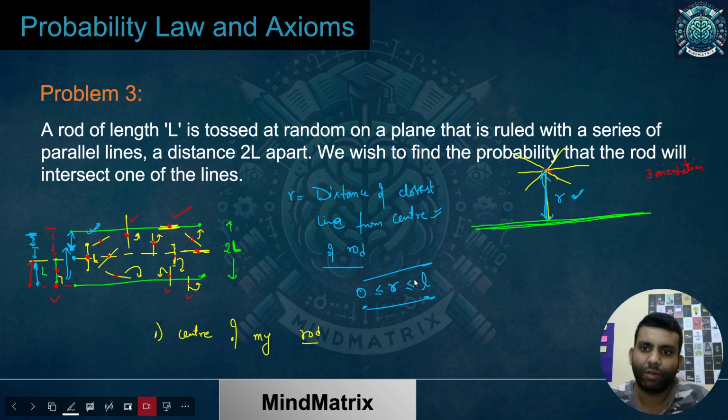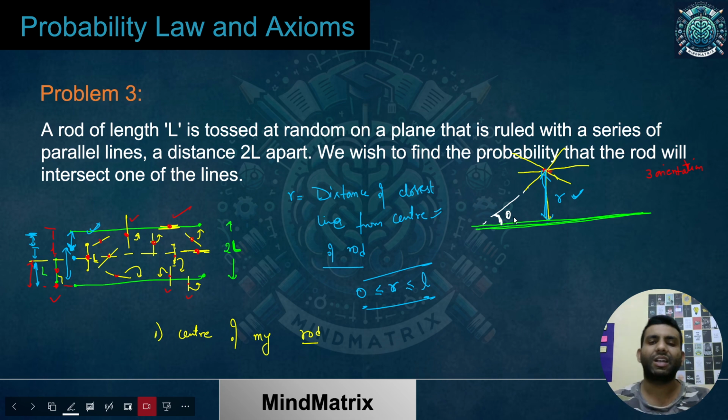Yeah, white is good. So if I talk about this one, orientation will be telling me the angle it makes with the horizontal axis, because I'm considering the horizontal axis to be parallel to my lines which are present. So I'll be talking about this angle theta. This r and theta is enough to tell me whether my rod will intersect or not.